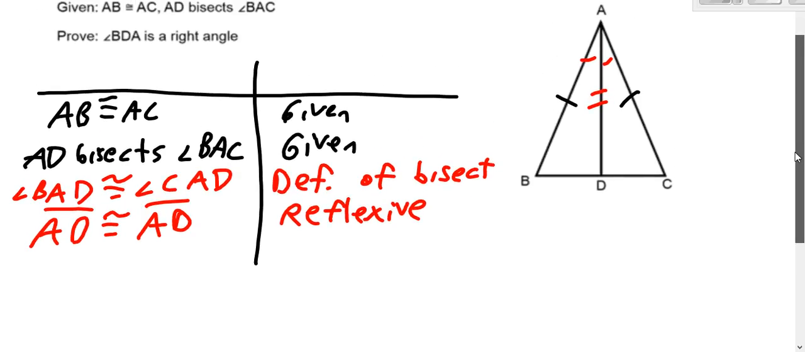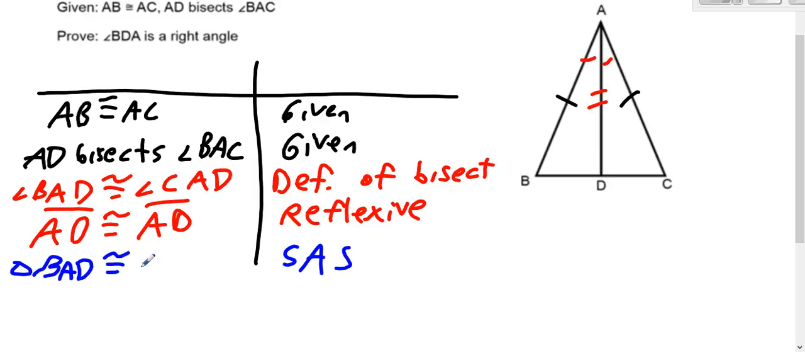So now we've got, with those two triangles we were just talking about, they each have corresponding sides congruent, corresponding angles congruent, and another corresponding side. Two sides, the angles in between. So that's going to be side angle side. Show that those two triangles, triangle BAD is congruent to triangle CAD.